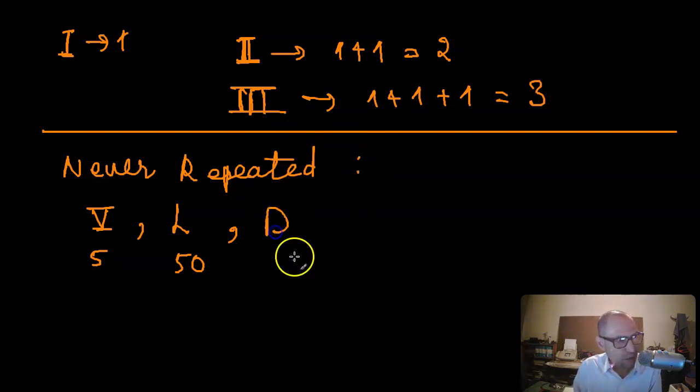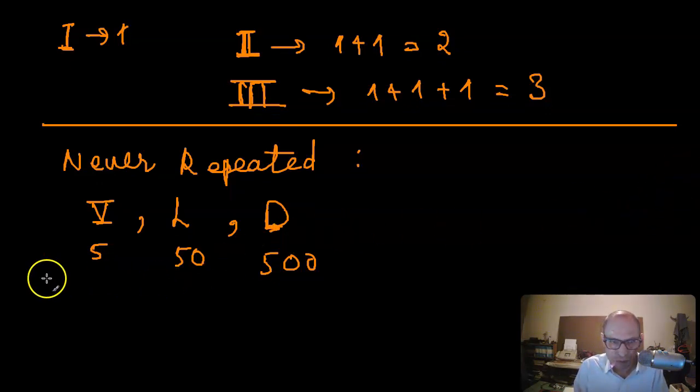And there is the D, which is a 500. You cannot repeat these 3. But any other symbol that you can repeat, you cannot repeat more than 3 times, or essentially they cannot occur more than 3 times. Now this was the second rule.